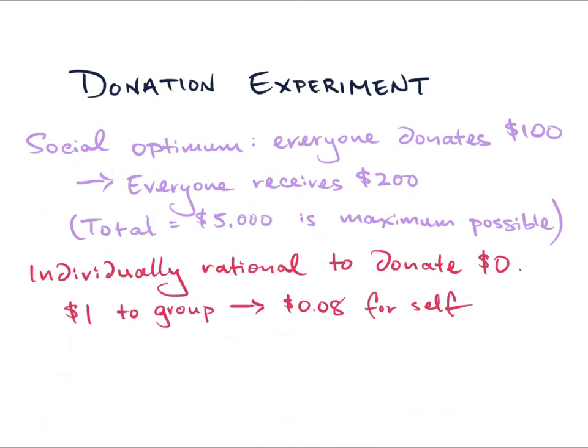Remember, the social optimum was that everyone donates $100 and everyone receives $200. So that's a total of $5,000 for the entire group. But it's in your best interest to donate nothing. Each dollar you give to the group results in only 8 cents for yourself, 192 cents for everyone else, but only 8 cents for yourself. If you are being a smart, economical, rational, self-interested person, you want to donate nothing to the group project. So let me say, that's the answer to the question that I presented earlier. How much should you donate to the group project?